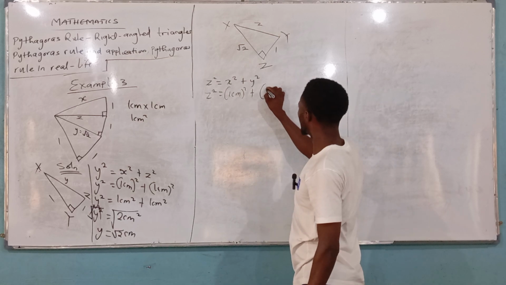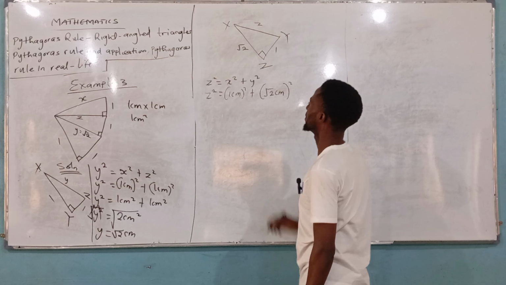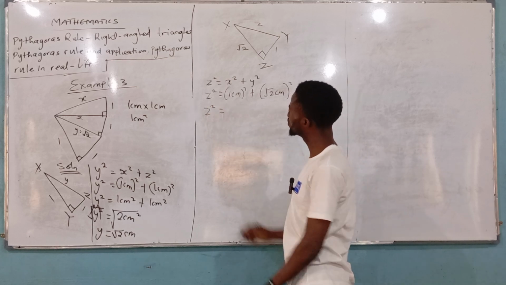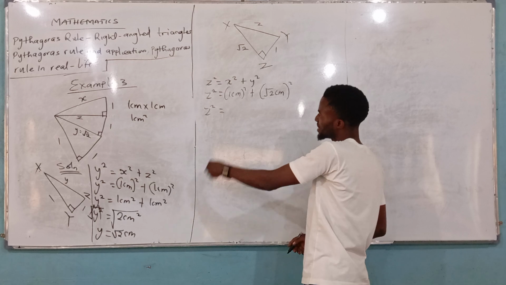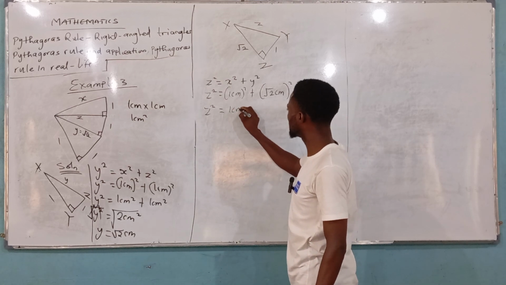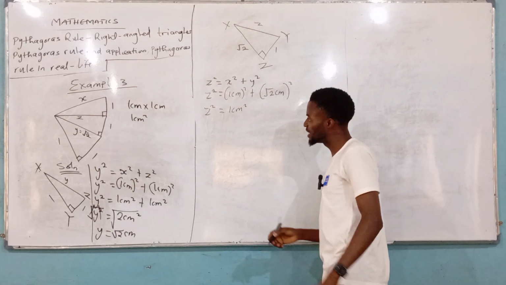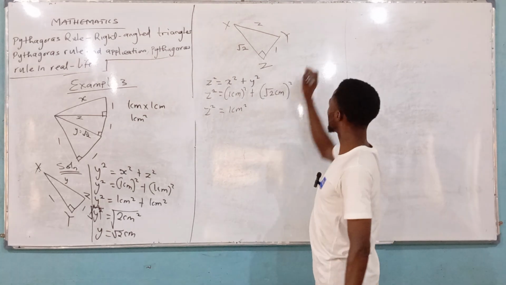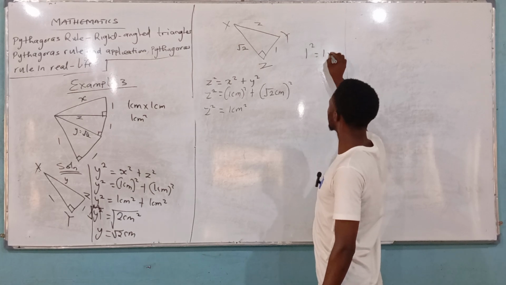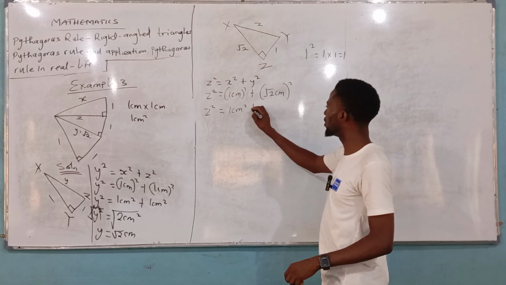(root 2 centimeter)². So from here we have z² is equal to, as we have earlier solved there, 1 centimeter squared. In this case the square is only on the centimeter, because the square root of 1... if you have 1 squared, it is the same thing as 1 times 1, which is equal to 1. So from here we now say plus.